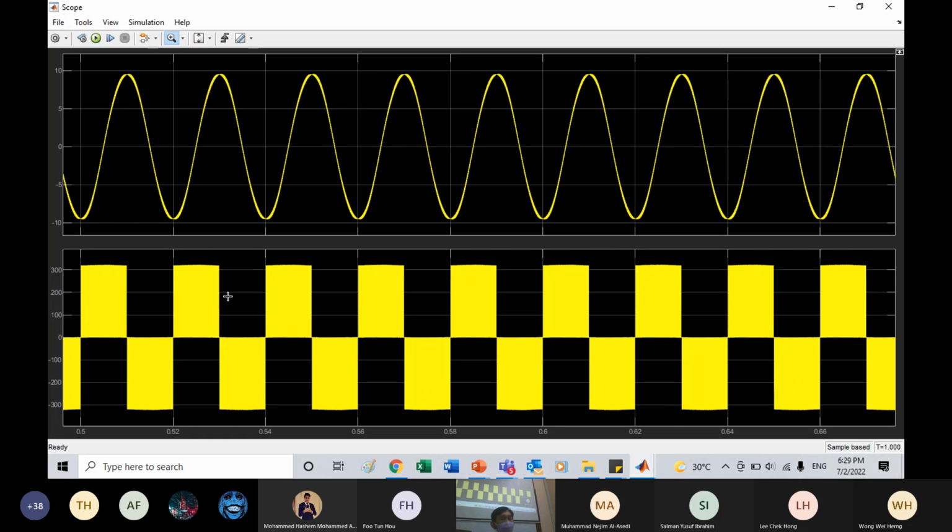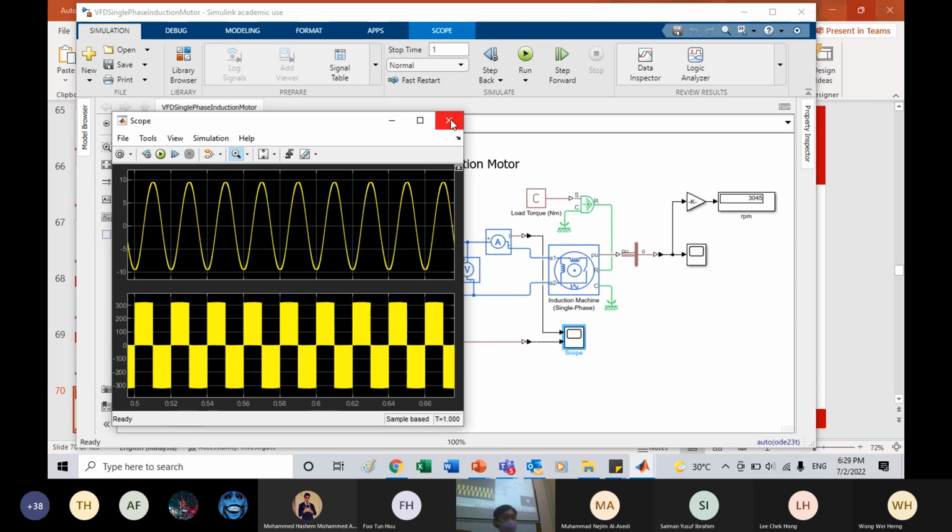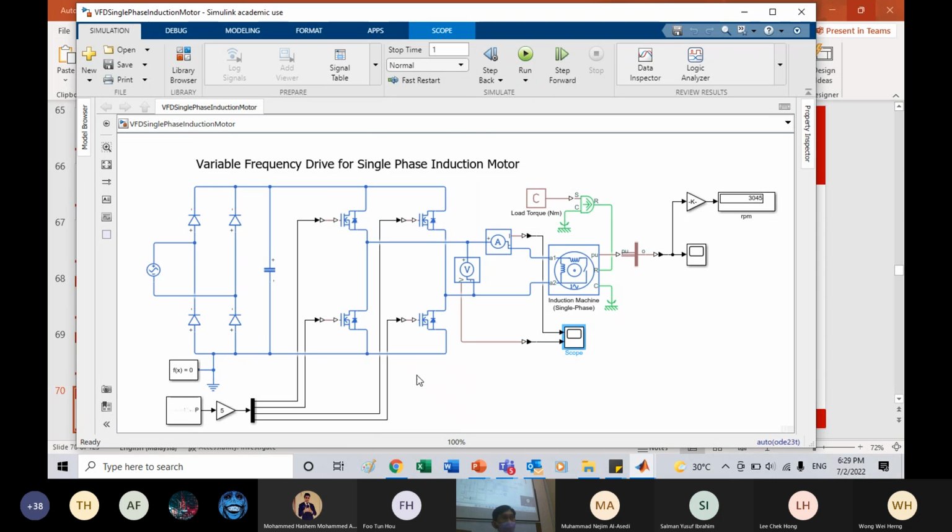And like I said, it's already good enough. Of course, variable speed drive depends on brand. The cheapest one, like I say, a few hundred ringgit. The expensive one depends on horsepower as well. It can go up to a few thousand to get one.